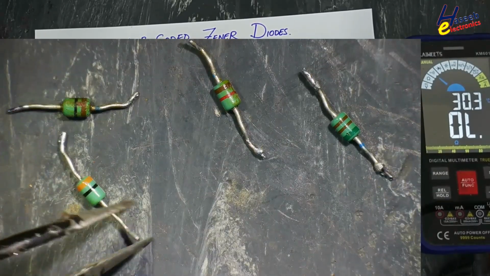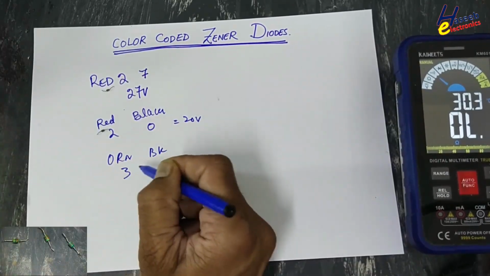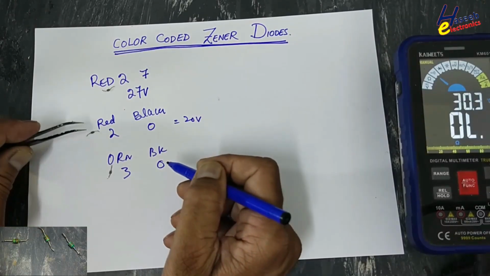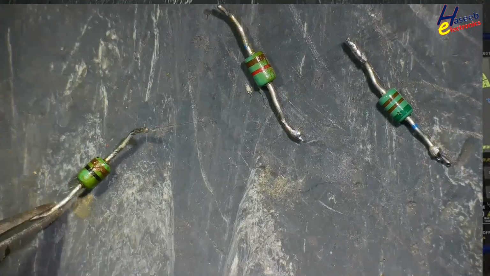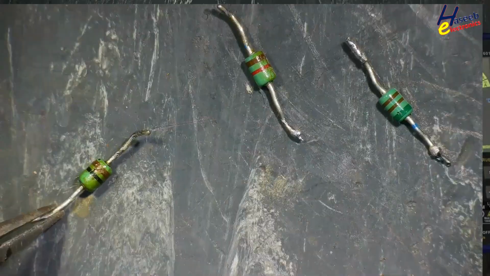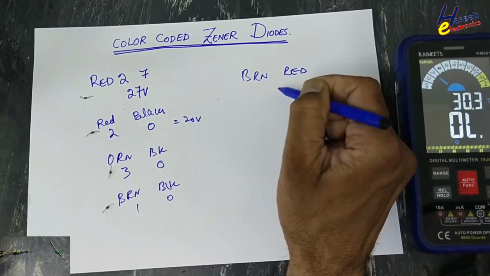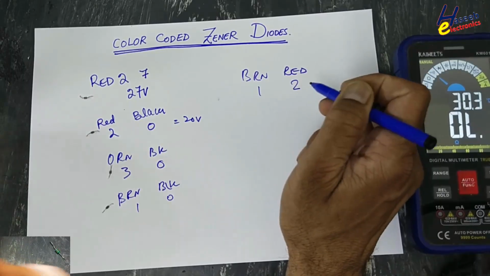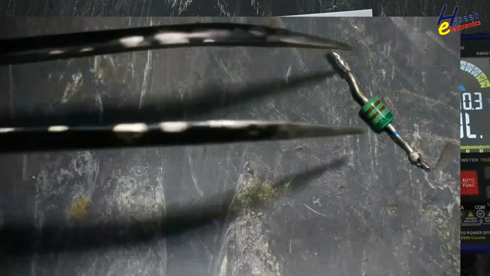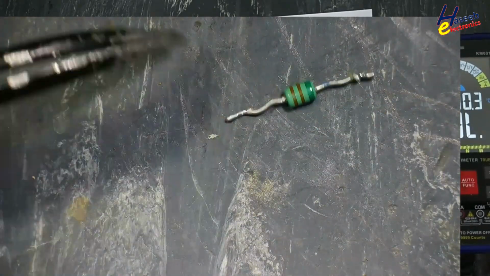Orange black, 30, 30 volt. Now we will test it. Brown black, 10, 10 volt. Brown red, 1 2, 12 volt. And this is a 3 band marking.